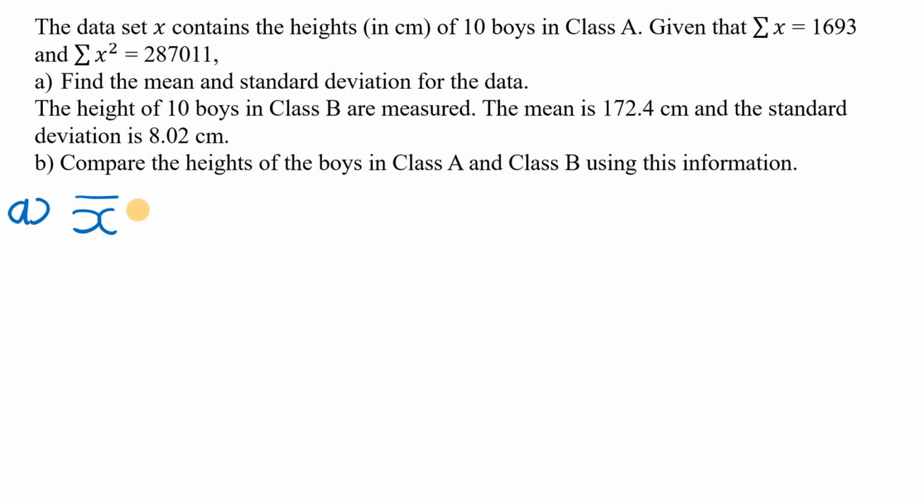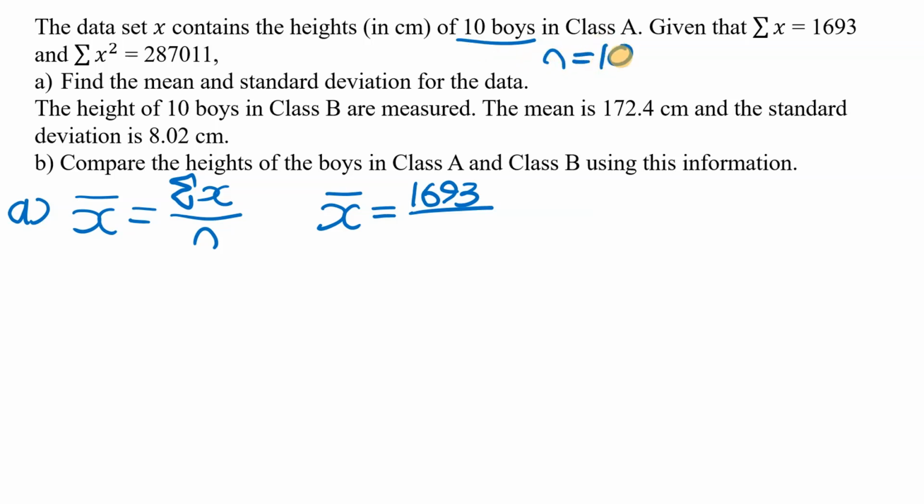So the mean, which is given this notation here, is sigma x, so this is all of the data values added together, divided by n, where n is the number of data values. So therefore the mean here is sigma x, which we're told is 1693, divided by n, and we're told that the data set x is the height of 10 boys, so therefore n is equal to 10. So it's 1693 divided by 10, which is equal to 169.3 centimeters. So this is the mean height.